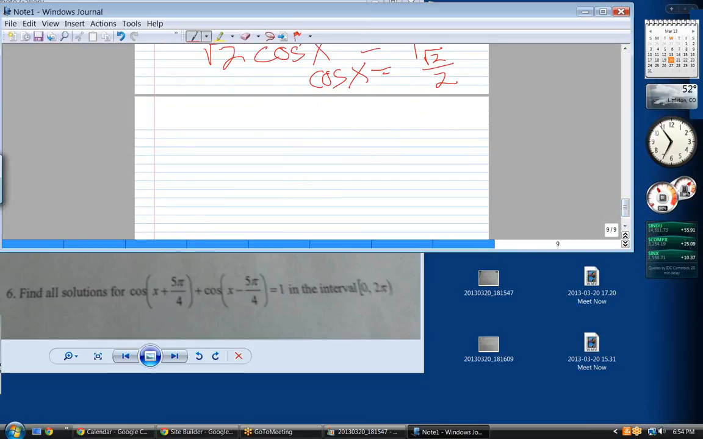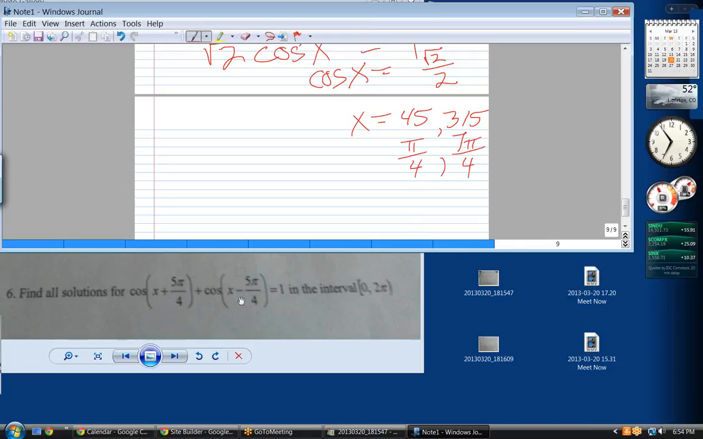x would be equal to 45 degrees in the interval 0 to 2 pi. What's the other one? 135. Cosine's negative in the second. It's also negative in the third. Oh, so fourth quadrant. So then it would be 315 degrees. Right. And that's pi over 4, and this is 7 pi over 4.